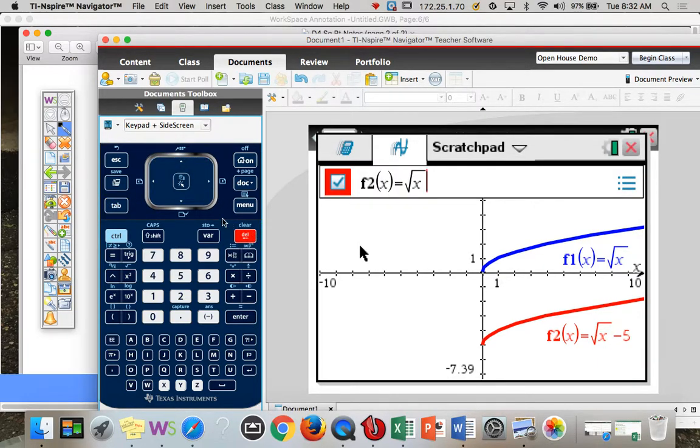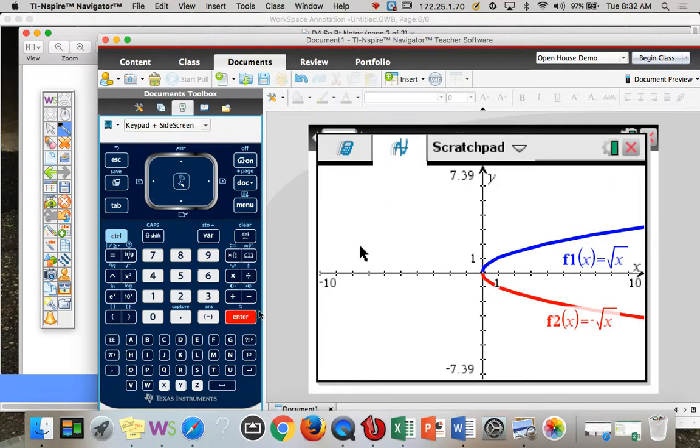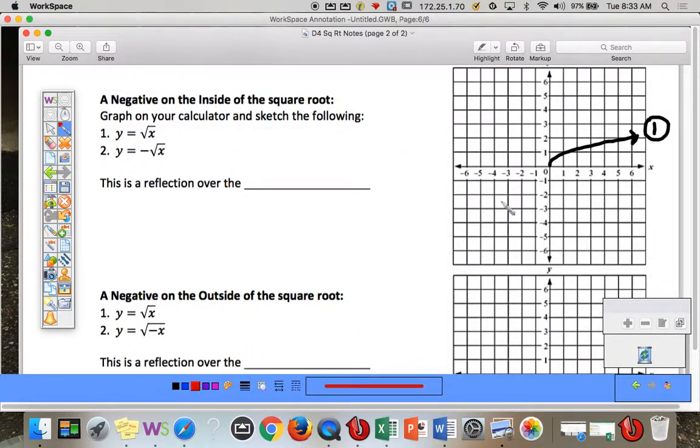I'm going to delete this. Put a negative on the outside. And we can see that it's a reflection over the x-axis. So here's our second graph. All right, it's a reflection over the x-axis, which is like this line right here, a mirror line right there.